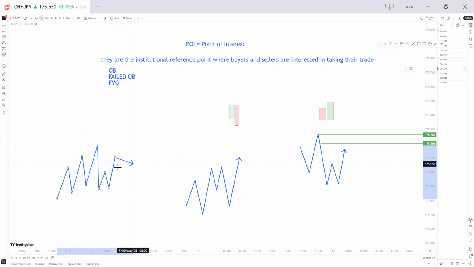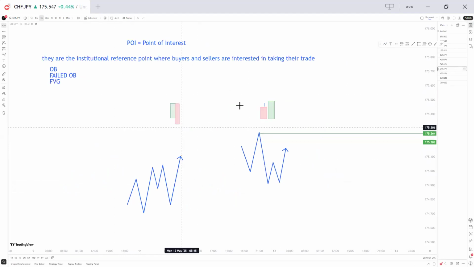Let me show you. Let me do something. Now looking at this, I told you that this was an order block, right? And this is the zone we're interested in to buy from. You understand?